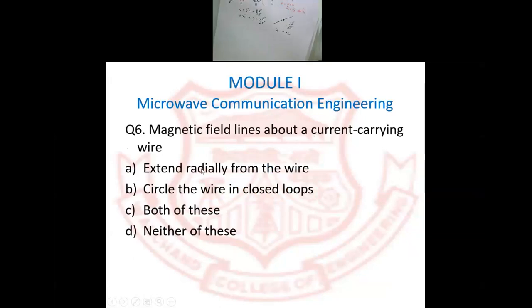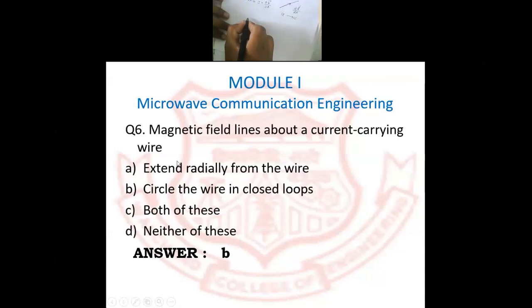Magnetic field lines about a current carrying wire: extend radially from the wire, circle the wire in a closed loop, or both of these. Some of you have C, someone has B. The answer is either C or B. You can say that they circle the wire in a closed loop. Extend radially: what does radially mean? There is a current, and this one is not radial.